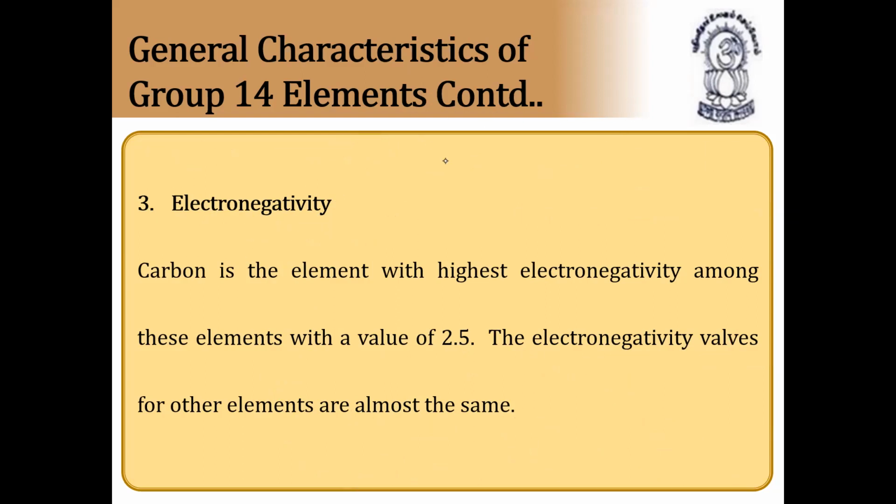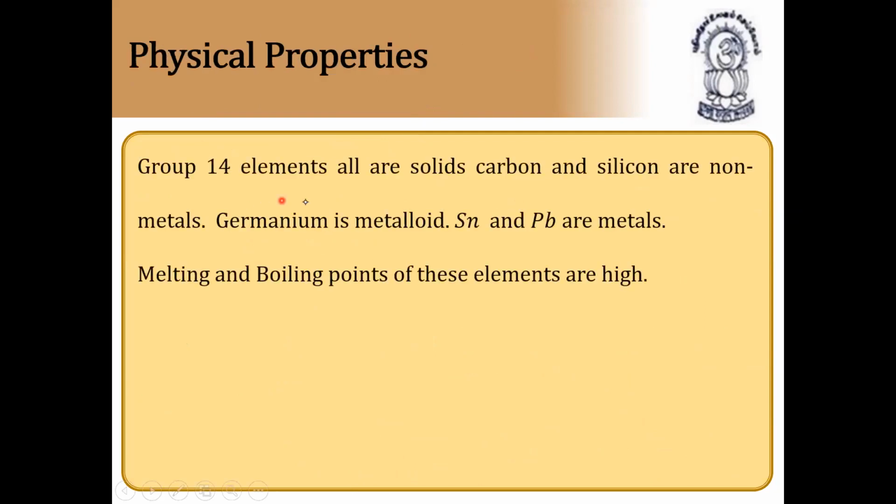Next, continuation: physical properties. Group 14 elements are all solids. First important point, they are all solids. Carbon and silicon are non-metals, as I already told you. Germanium is a metalloid, and tin and lead are metals. Melting points and boiling points of these elements are very high. Down the group, the metallic character increases. The change from non-metallic character to metallic character is due to less effective nuclear charge.